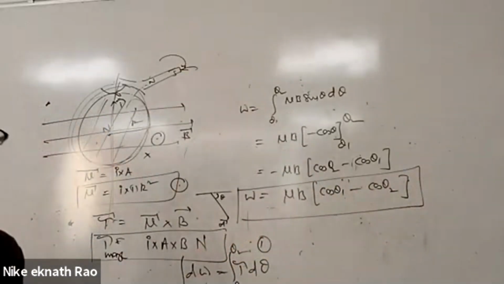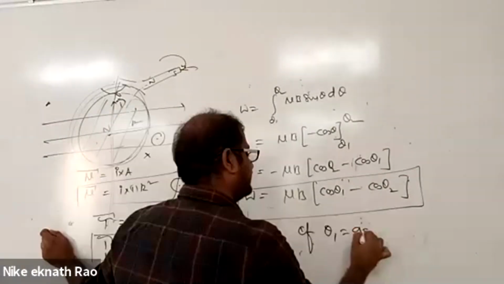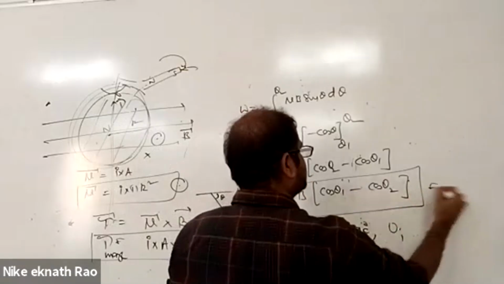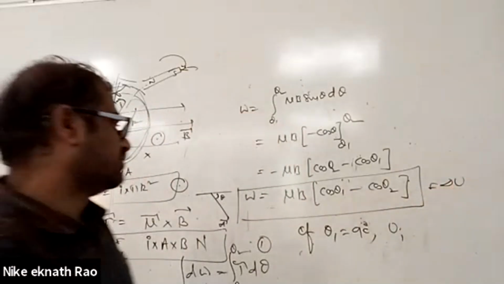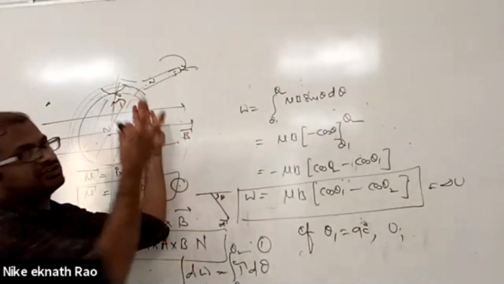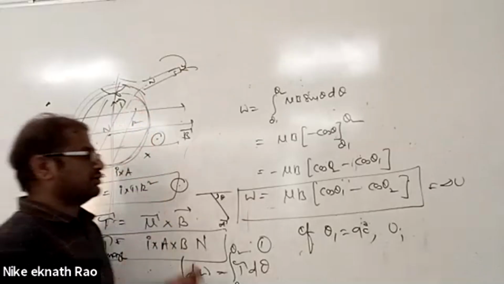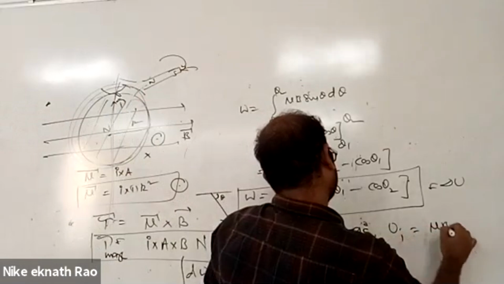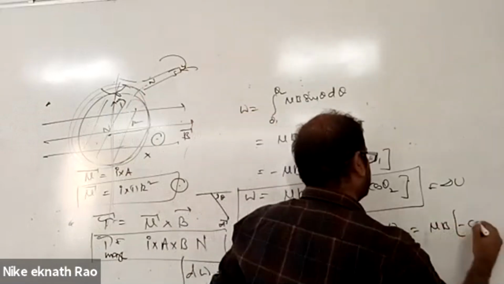Right, everyone? But if the angle is 90 degrees, then we take the potential energy as 0. This work done is equal to the change in potential energy. So theta is equal to 90 degrees, meaning the plane is like this, the field is in this way, and the normal is at 90 degrees. In this case we take the potential energy to be 0. So from the initial value, mu B into initial 0, where the constant is 0, minus cos theta.